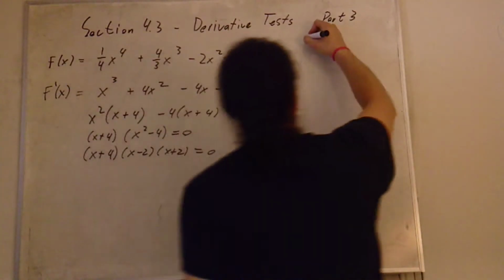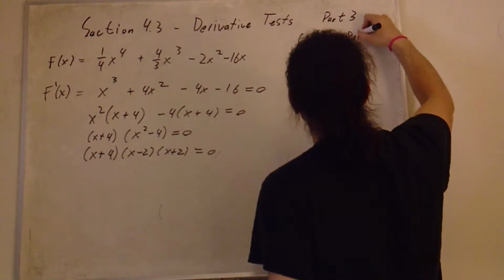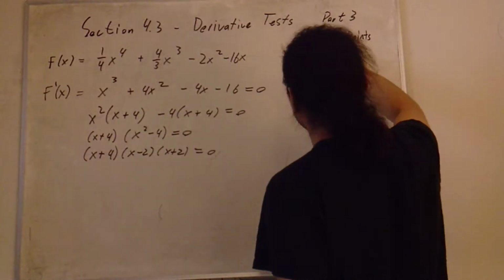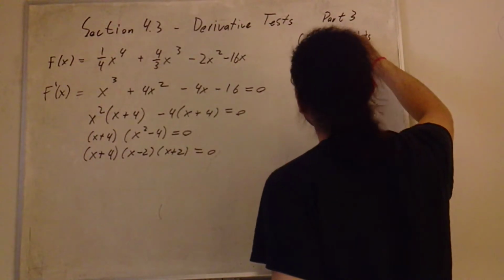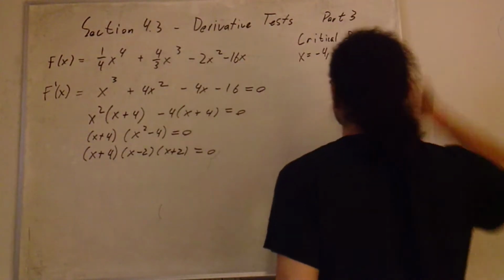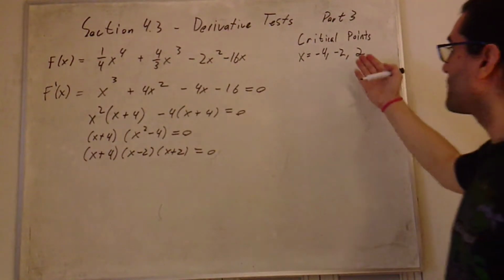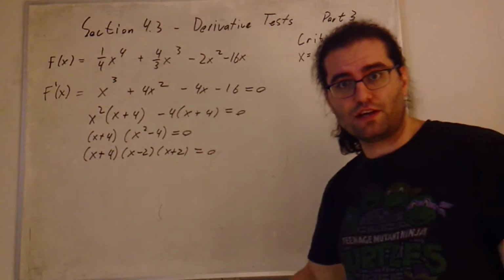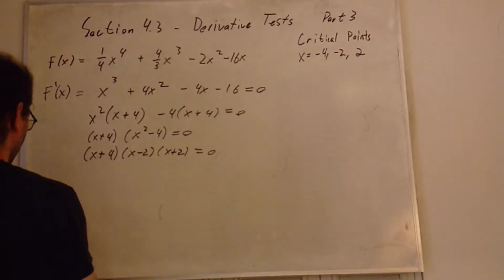Which means that my critical points are x equals negative 4, negative 2, and positive 2. So, we'll start with the first derivative test, because that seems like a good place to start. First derivative test involves a number line.